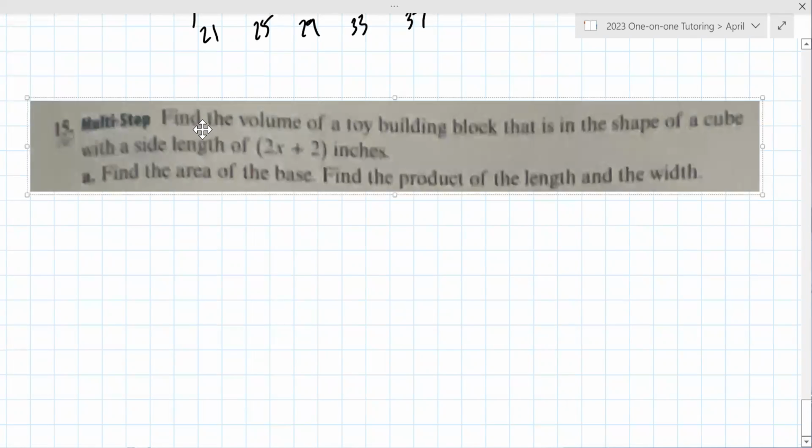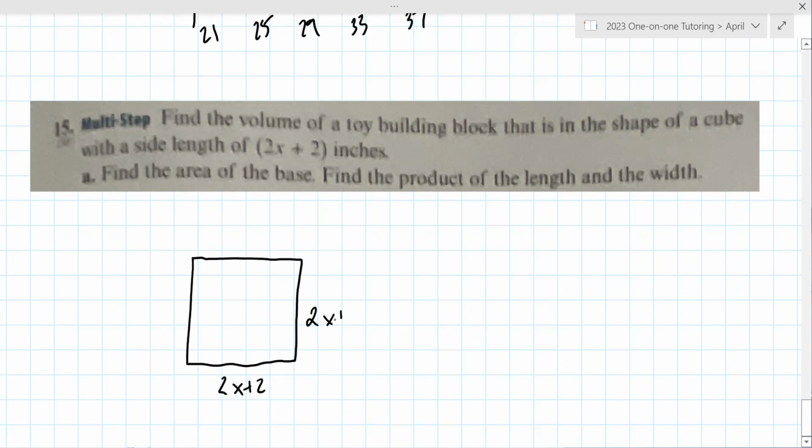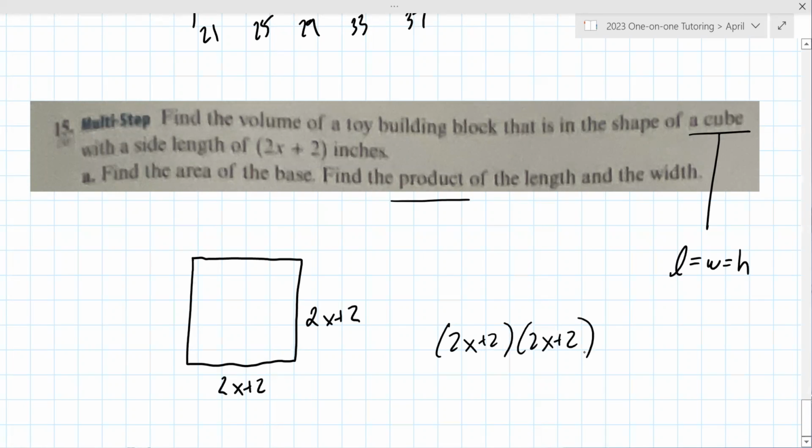All right. Find the volume of a toy building block that is the shape of a cube with side length 2x plus 2 inches. First is find the area of the base. If you could just look at the base, this is 2x plus 2, and this is 2x plus 2, because it's a cube. A cube has the same length as the width and the height. It's like staring at the bottom of a box. So the product here is 2x plus 2 times 2x plus 2.